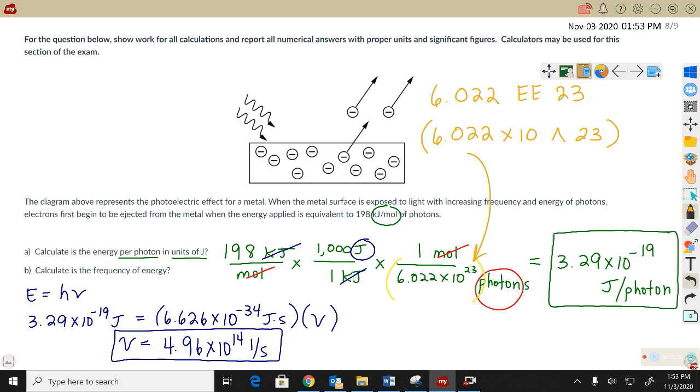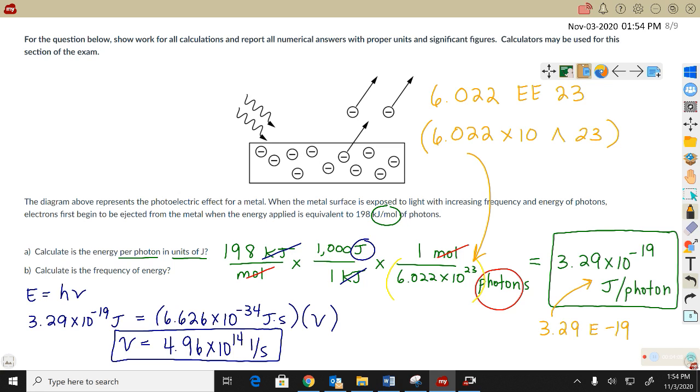Same thing when you get an answer. If you get an answer like 3.29, and then your calculator says E negative 19, well, we want to get used to writing it as the proper number. The E is calculator symbols. We want to write it like that, times 10 to the negative 19th power.